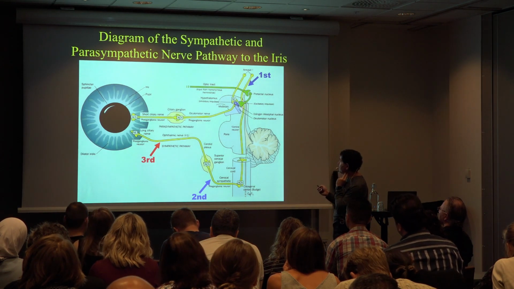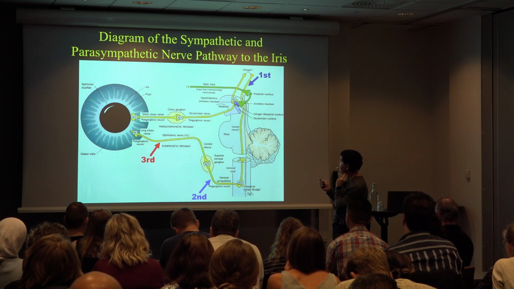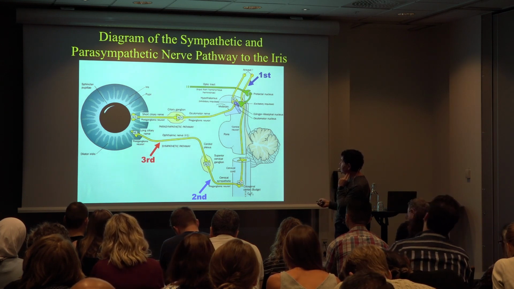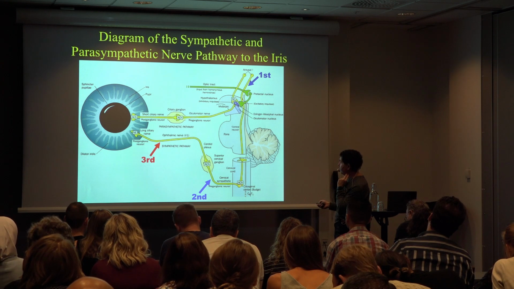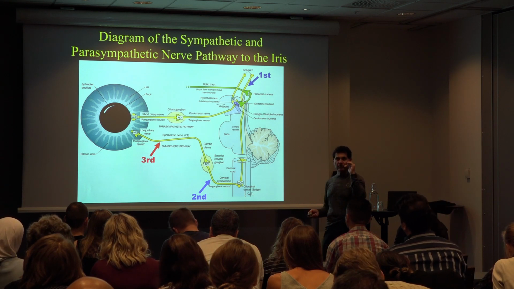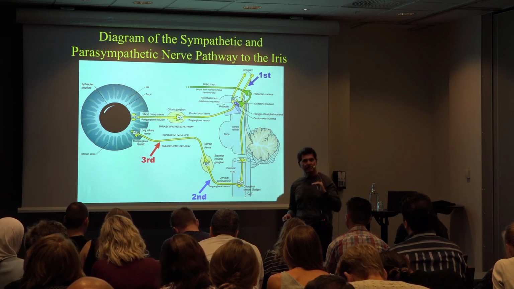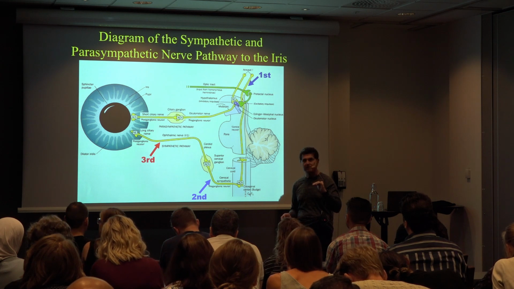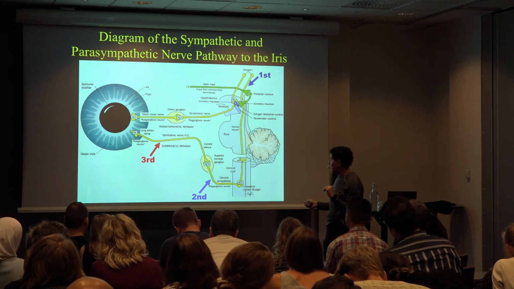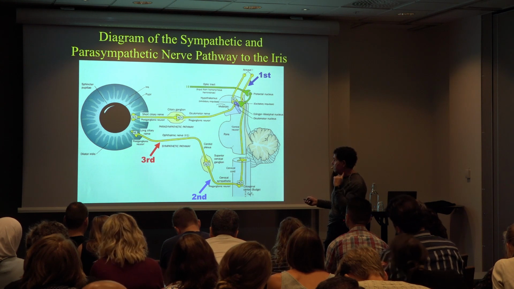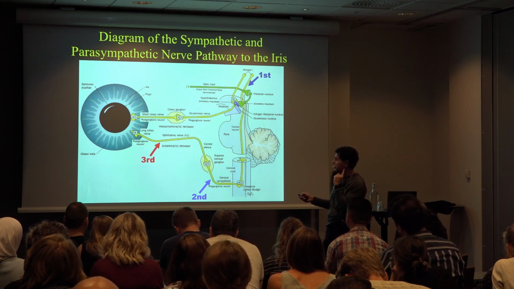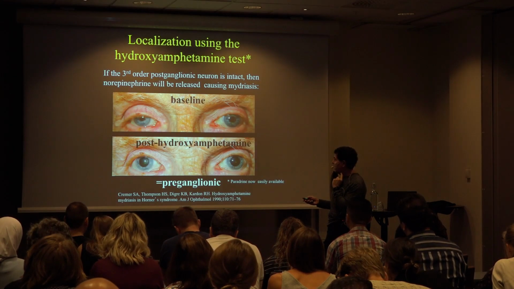So just another diagram. Remember that first order neuron starts in the hypothalamus. Synapse is right here in the lateral cord. It's about cervical level C7 to about T1, T2. And then the second neuron synapse is in the neck, and the third neuron goes up the carotid to the eye.